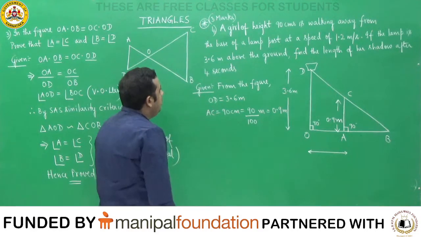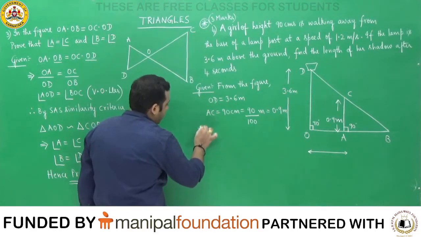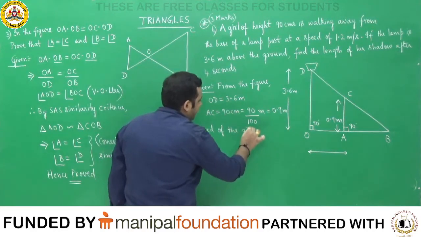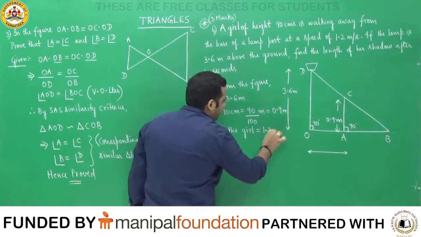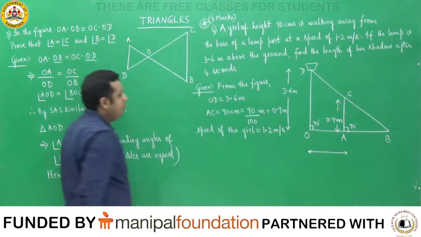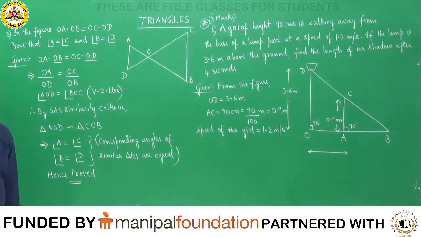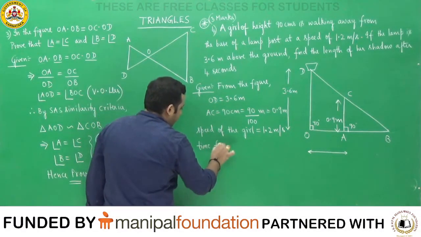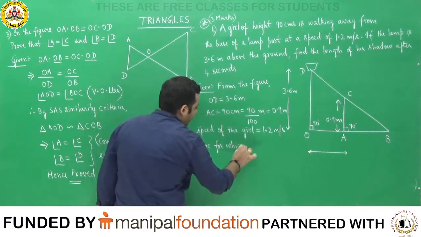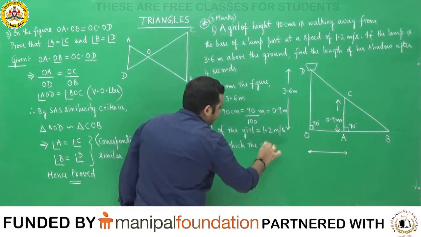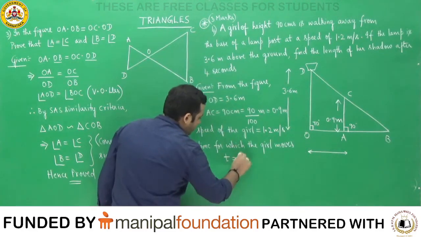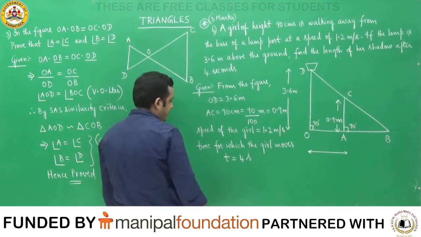Now, what is the speed of the girl? The speed of the girl given in the problem is 1.2 meters per second. What's the time for which the girl moves? Time for which the girl moves, t is equal to 4 seconds.